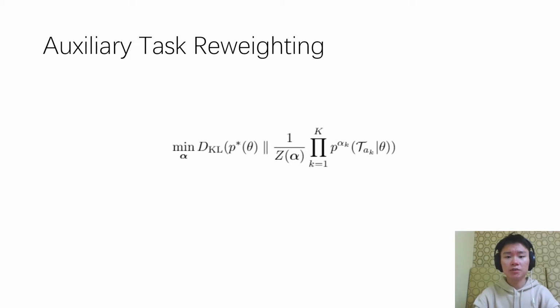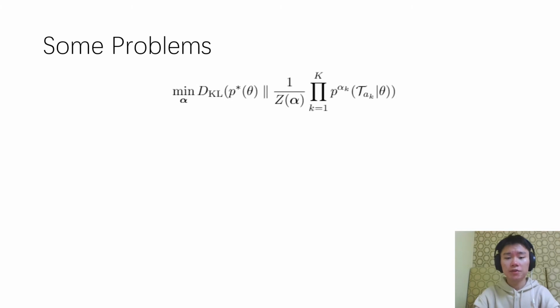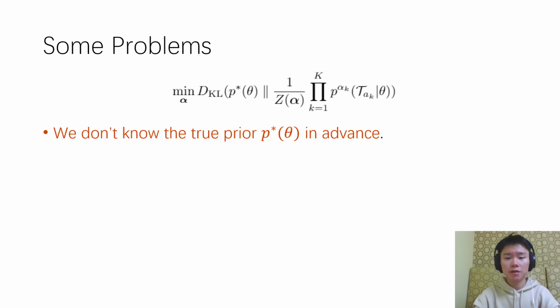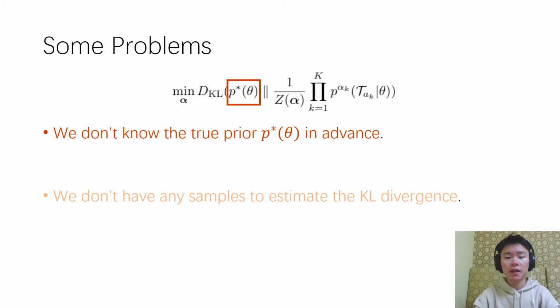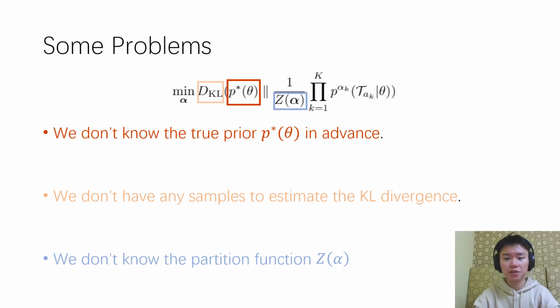So now we only have to design an algorithm to minimize this KL divergence. But this part is actually a bit tricky because we cannot directly minimize this KL divergence. Here are some problems. To begin with, we don't know the true prior here. And second, we don't have any samples to estimate the KL divergence, because KL divergence is in the form of an expectation, and we need samples to calculate the expectation, but we don't have any. And the third one is it's really hard to estimate this partition function Z alpha.